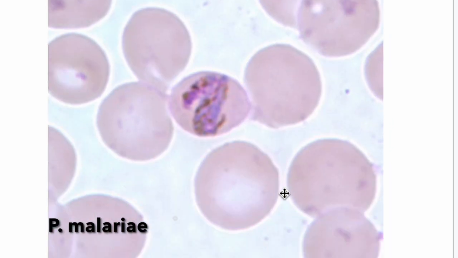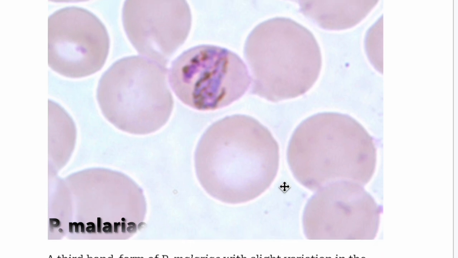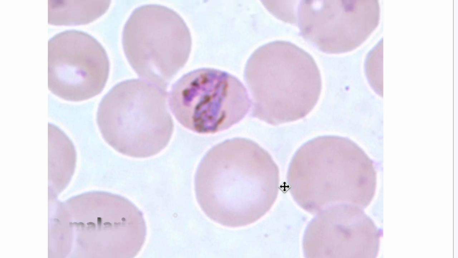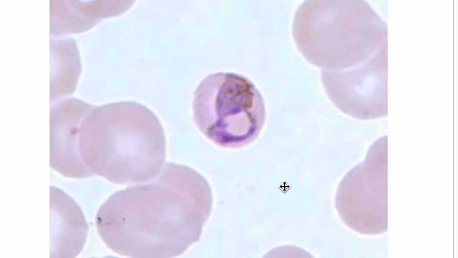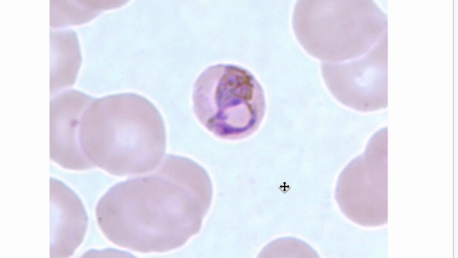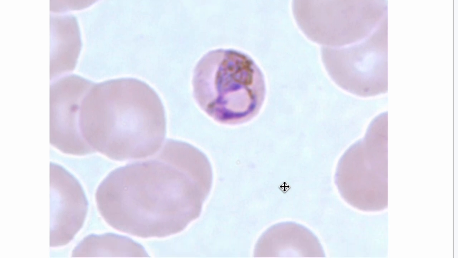And finally, here's one that looks a little bit irregular for the P. malariae trophozoite. And this structure here is again a trophozoite from P. malariae, but this one is referred to as a basket form. I guess you can imagine the handle and the basket right there.